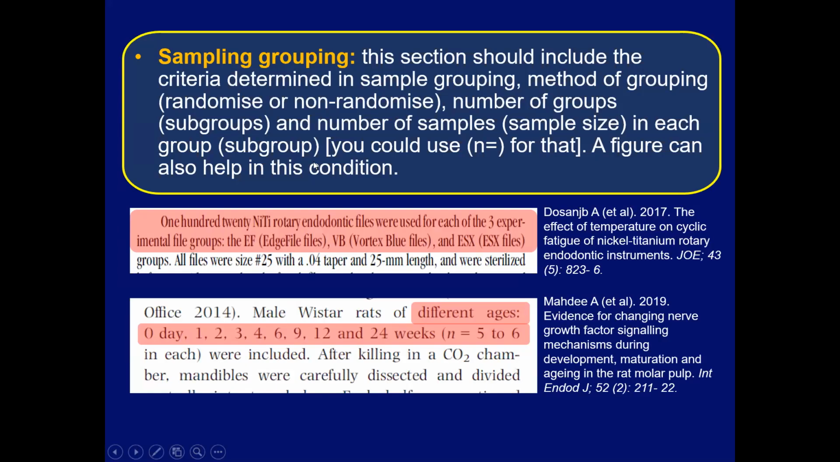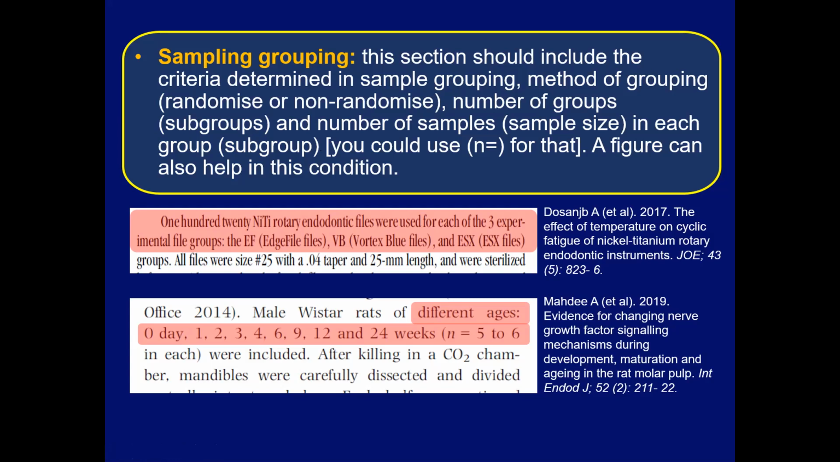Regarding the sample and grouping, this section should include the criteria determined in sample grouping, the meaning of the groupings that we mean, the method of grouping, whether non-randomized or randomized, for example, the number of subgroups, if they have subgroups, and the number of samples, which represents the sample size, the full description of the sample size, and how you calculate the sample size. If it contains a certain formula, you have to mention that formula in your description as a sample size in each group, whether subgroup.